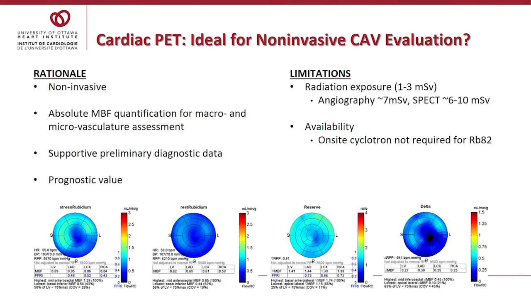So I'm going to switch gears now and move to talk about non-invasive CAV evaluation, focusing specifically on PET. And I've already spoken about some of the challenges that we face in terms of non-invasive imaging in CAV. We and others have been interested in the use of PET myocardial blood flow quantification because in addition to detecting focal obstructive disease, it is able to assess both the micro and macro coronary vasculature, and therefore may be more able to detect the diffuse disease that we see in CAV.